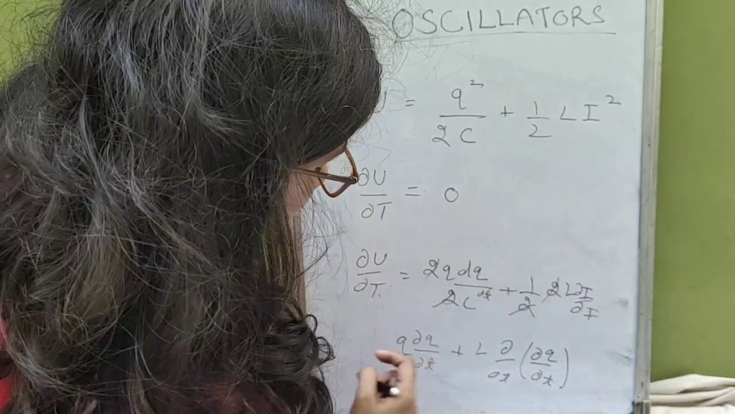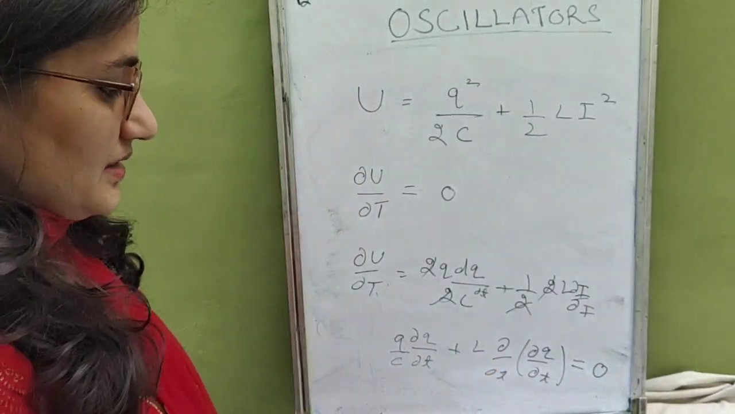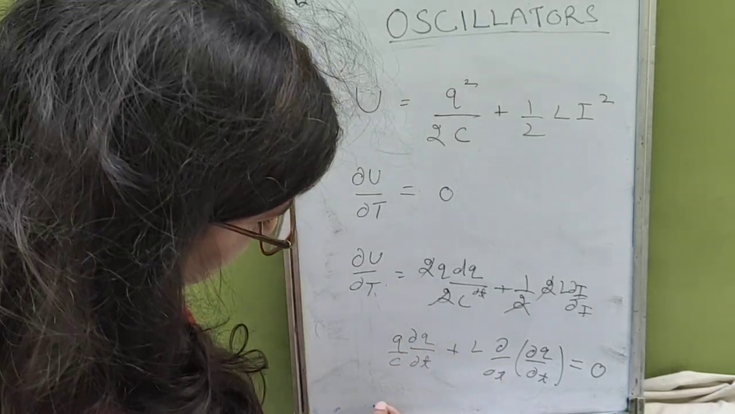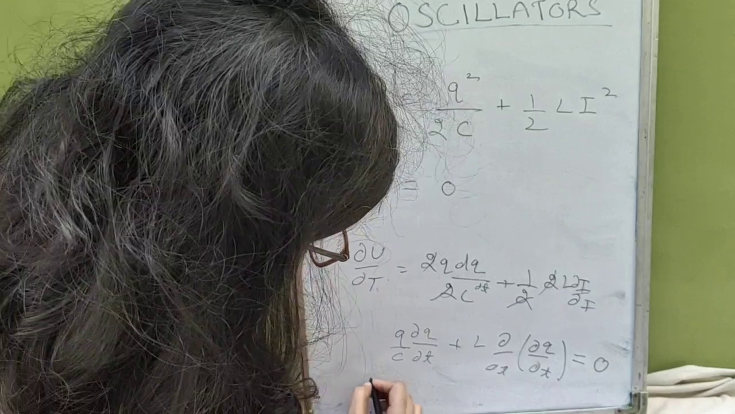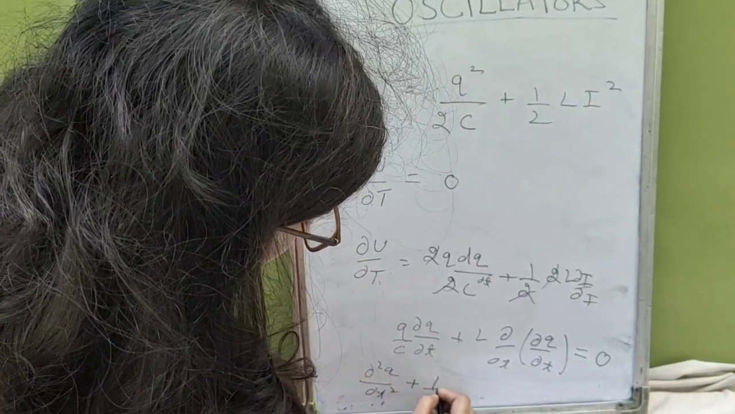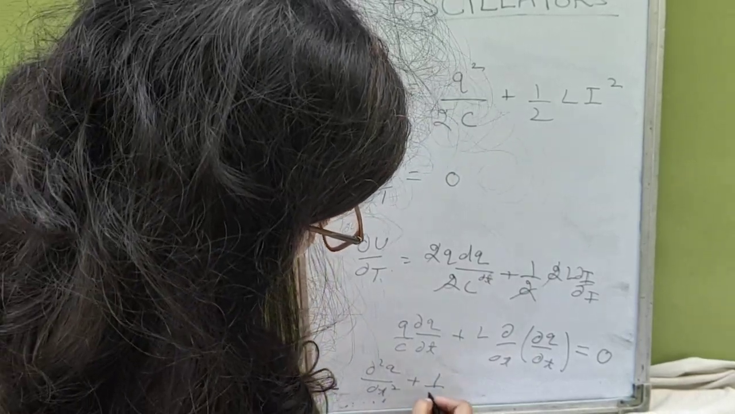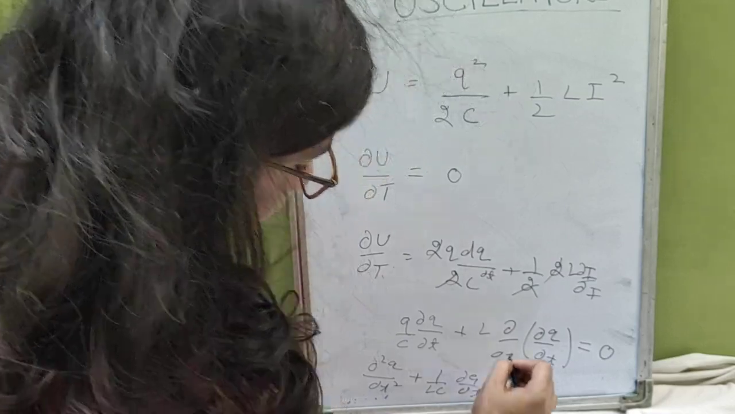Okay, this is the total energy change, and this total energy change is zero in case of this tank circuit. So by solving this equation, we can make this arrangement: d square q by dt square plus 1 by LC into q is equal to 0.